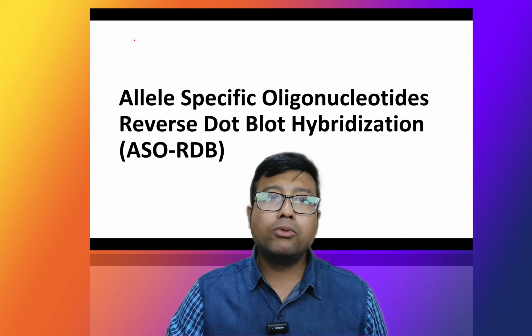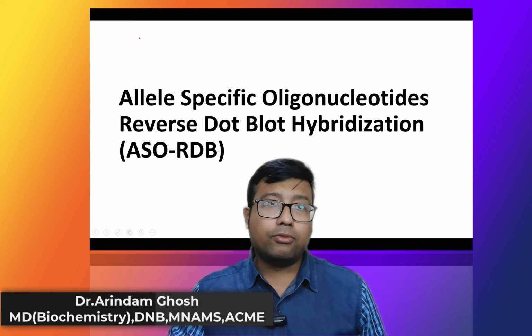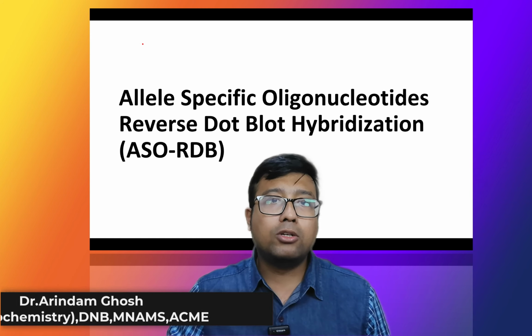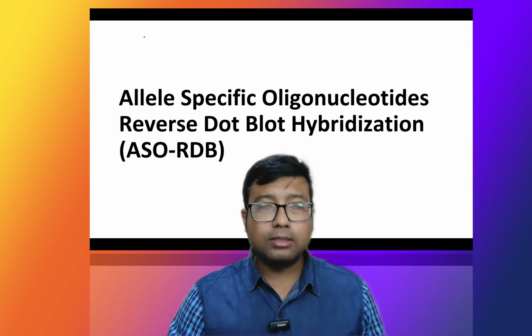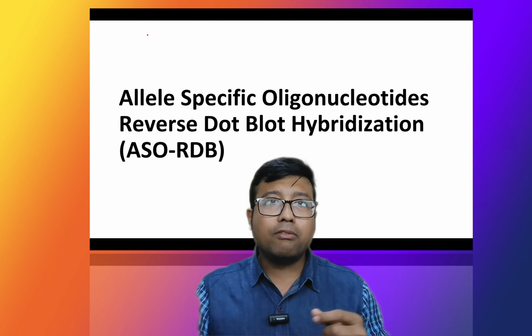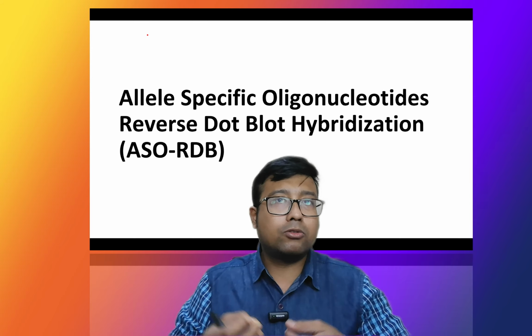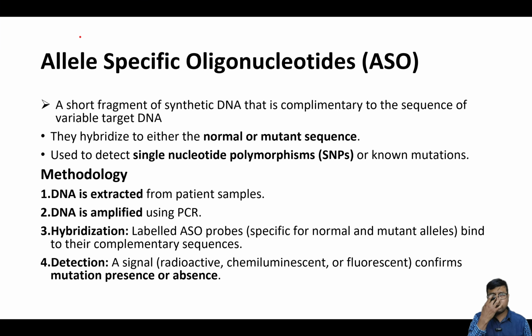Hello students, today we will learn what is ASO-RDB, the full form being allele specific oligonucleotide reverse dot blot hybridization. This is a very widely used technique in detecting various point mutations related to various genetic diagnoses. Let us first understand these two terms so that it will be easier for you to understand them together.